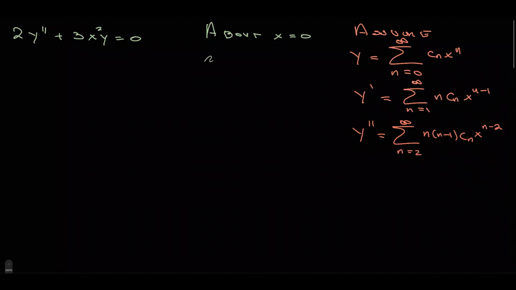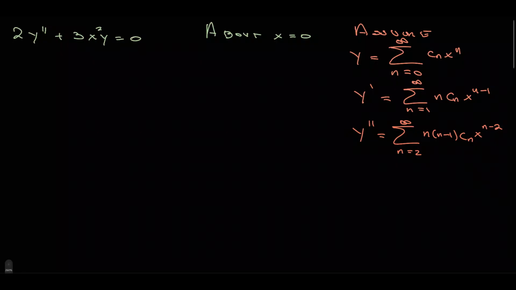Alright, so in this video, we will solve the second order differential equation 2y'' + 3x²y = 0 using a power series centered at x = 0. So in this case, we're going to assume a solution of the form y = Σ (n=0 to ∞) cₙxⁿ.